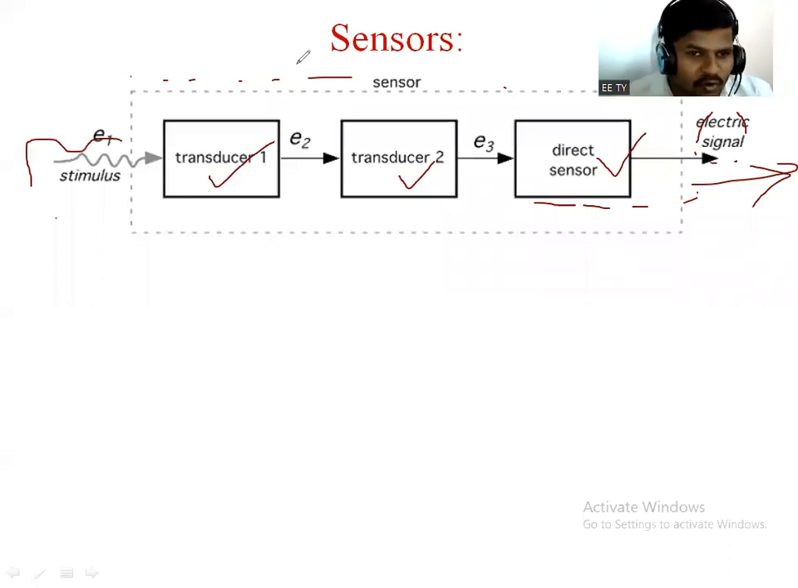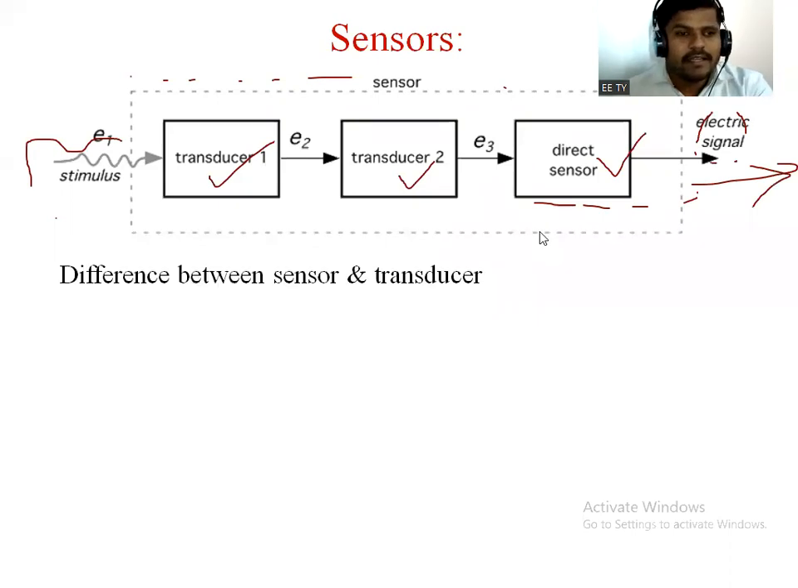That means this whole thing is one type of sensor. This diagram shows that it is the complex sensor. This complex sensor will include two or more transducers. A transducer is a device. It will work along with the sensor.